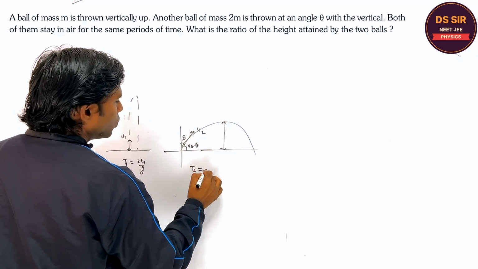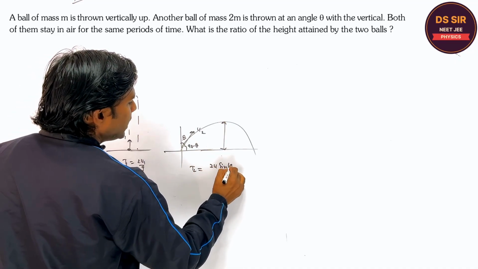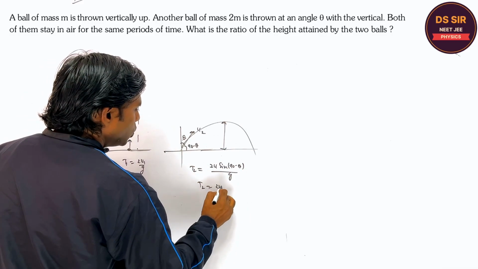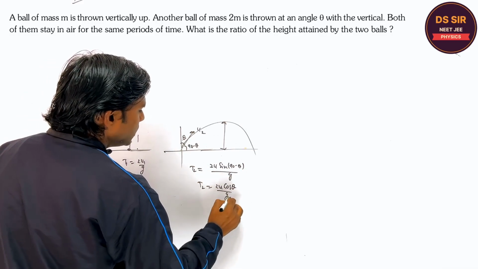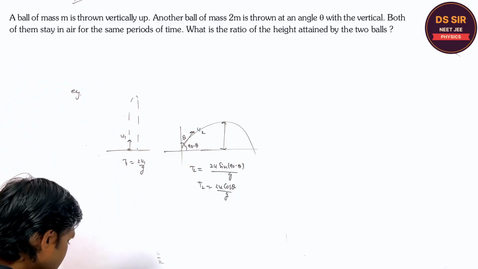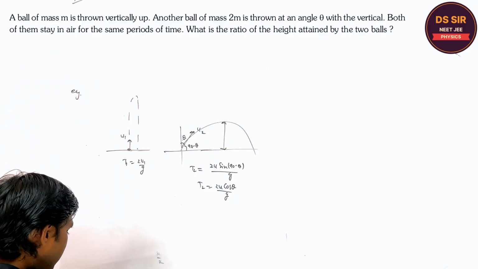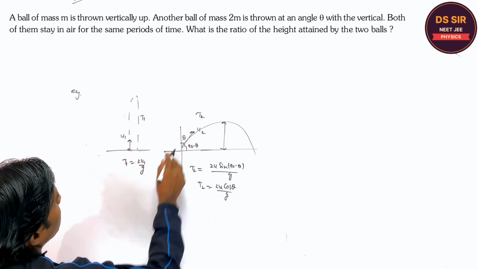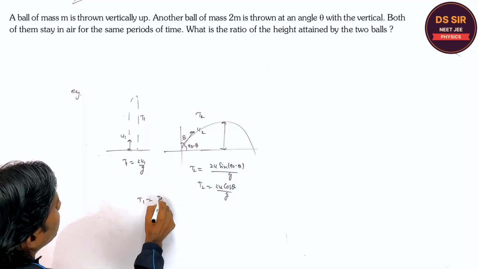So what is the T2? Say 2u sin(90 minus theta) upon g. So the T2 is 2u cos theta upon g. Is it clear or not? Fine. So what they are saying, both stay in the air for the same time period. It means T1 and T2 are the same.